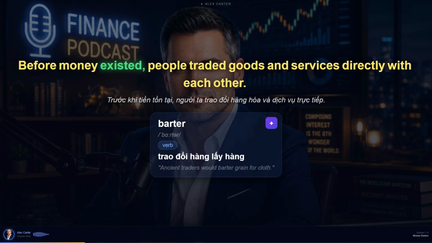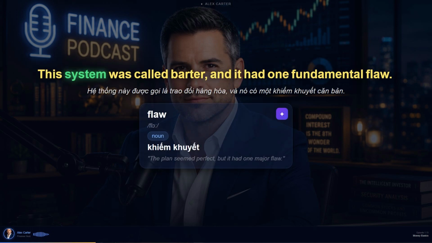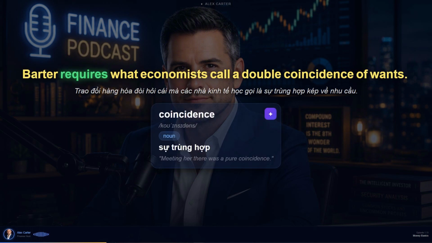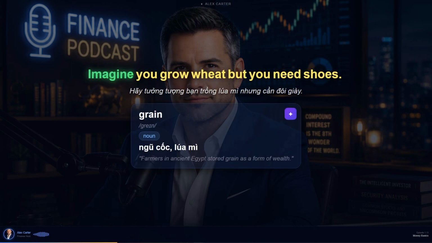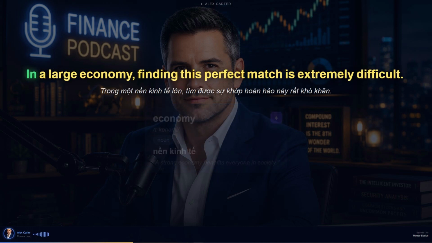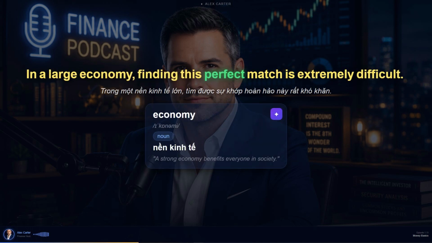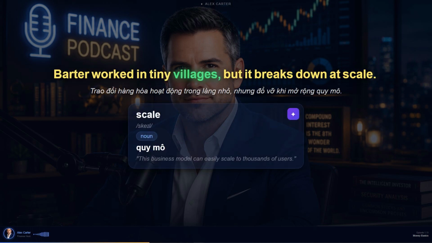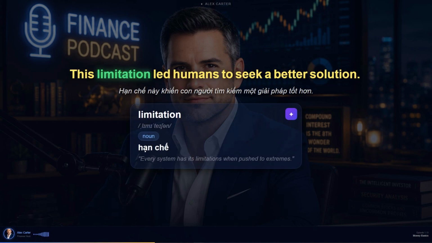Before money existed, people traded goods and services directly with each other. This system was called barter, and it had one fundamental flaw. Barter requires what economists call a double coincidence of wants. Imagine you grow wheat, but you need shoes. You must find someone who has shoes and also wants your wheat. In a large economy, finding this perfect match is extremely difficult. Barter worked in tiny villages, but it breaks down at scale. This limitation led humans to seek a better solution.